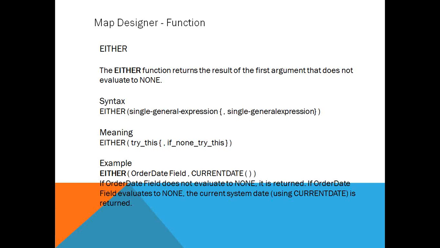First it will try. If that is no data, then it will go for the next. Here the example is order date and current date. If order date evaluates to none, it will return the current date. Clear, right? What is the either function? Basically, it returns the first argument that doesn't evaluate to none.